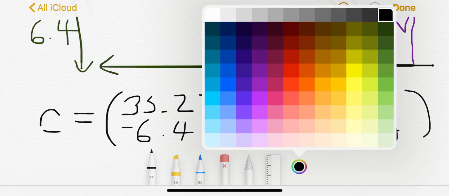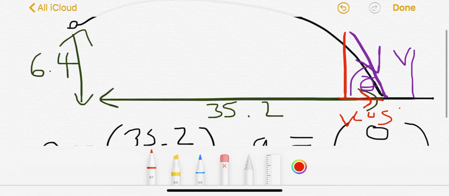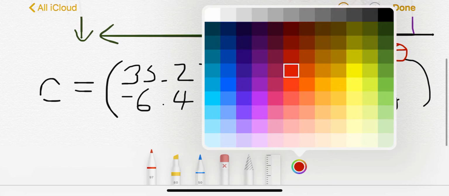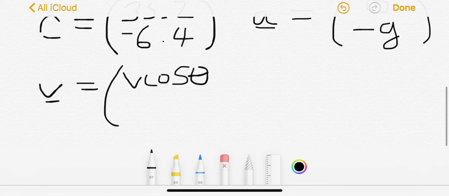The other thing we can put as a vector is the final velocity. We can split this into components here, and we know that this here is V cos theta, and this distance is V sine theta, but notice this component is in the negative direction, so this is minus V sine theta. So we can write down V as being V cos theta and minus V sine theta.